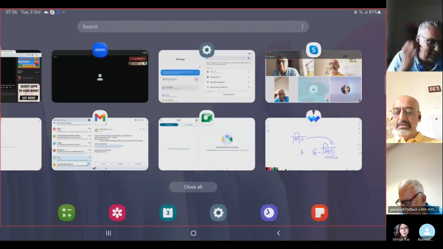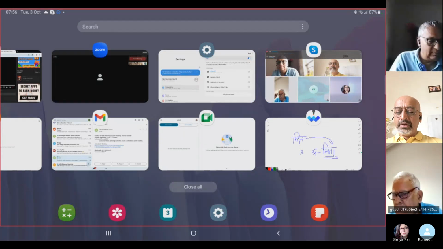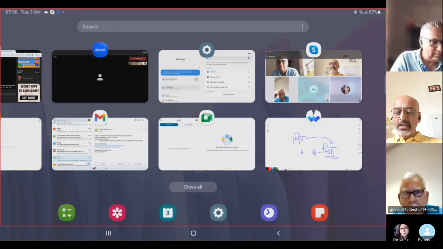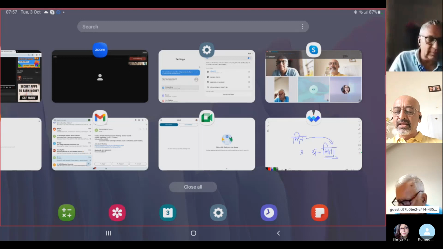You want me to read, sir? Yes, Manish ji, please read. Arjuna Uvacha. Chapter 10, 12th shloka.